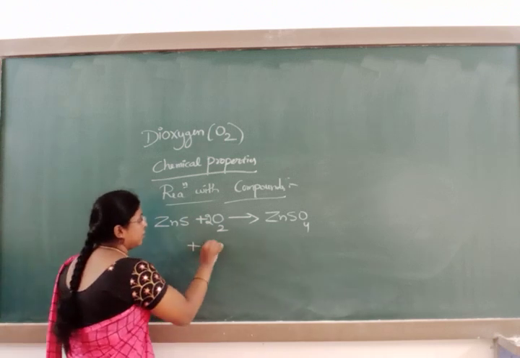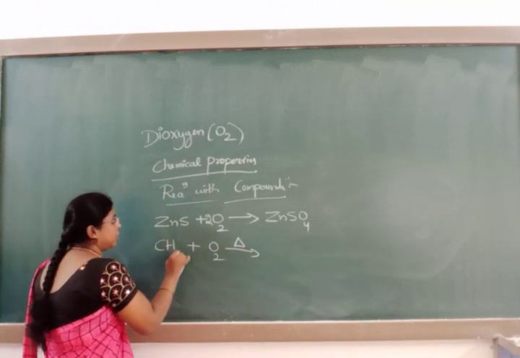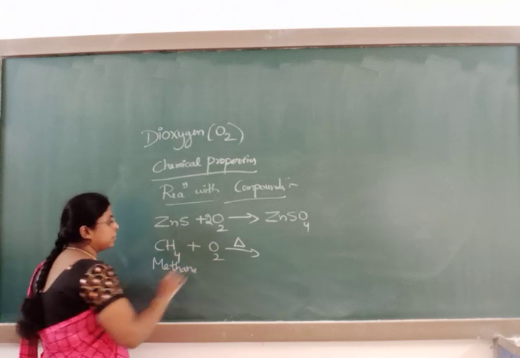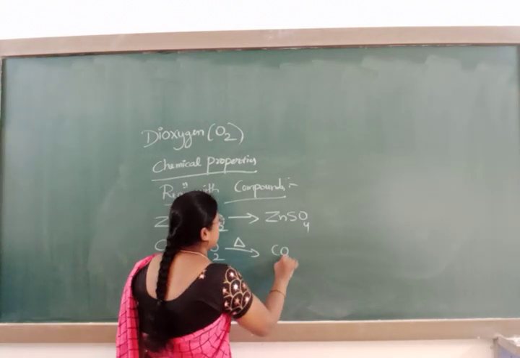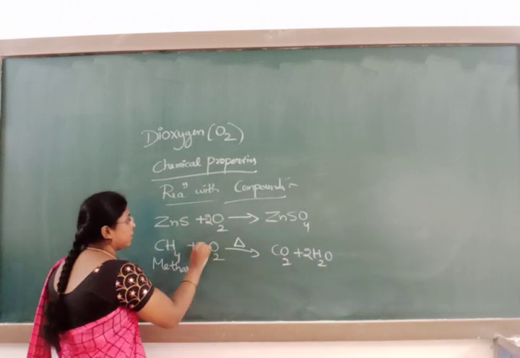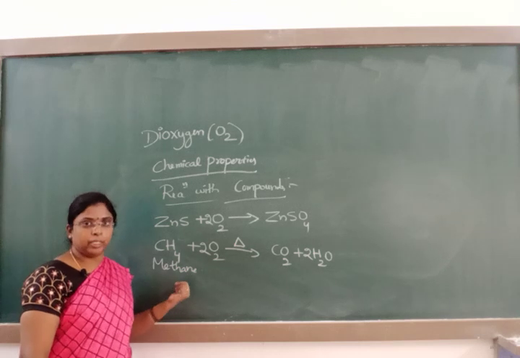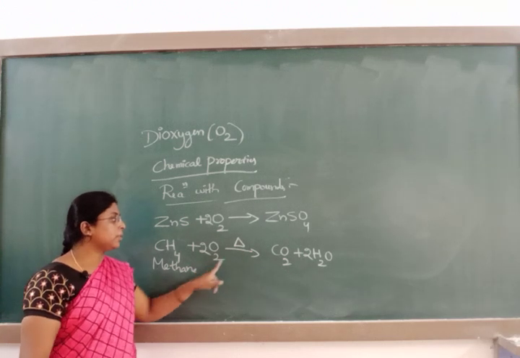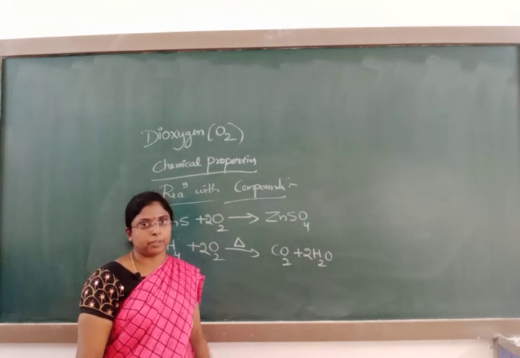Dioxygen burns hydrocarbons like methane. All hydrocarbons burn in the presence of oxygen to form carbon dioxide as well as water. In the exam they may give you methane, ethane, propane. In general, all hydrocarbons burn in the presence of oxygen to form carbon dioxide and water.